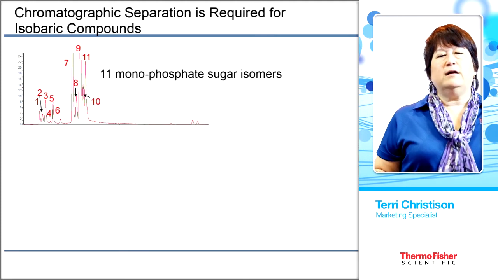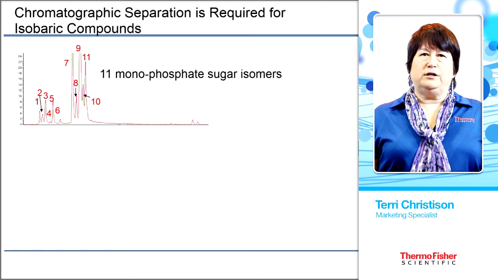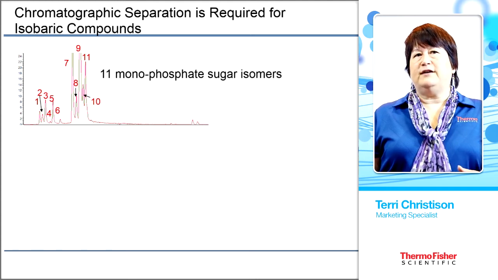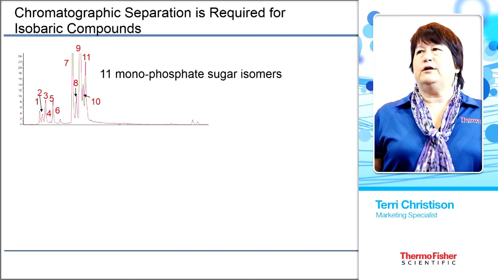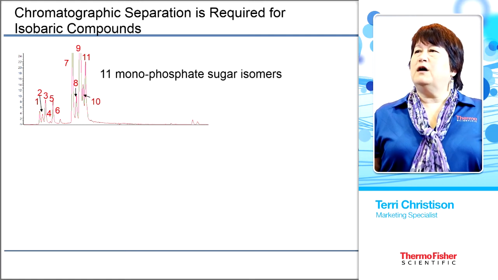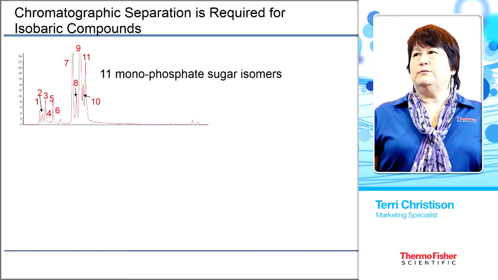Now, we compared ion chromatography as the front-end separation with other separation methods coupled to the same mass spec, so we could have a direct comparison between 3 analytical separation methods. With ion chromatography, we were able to get 11 monophosphate sugar isomers, shown here.